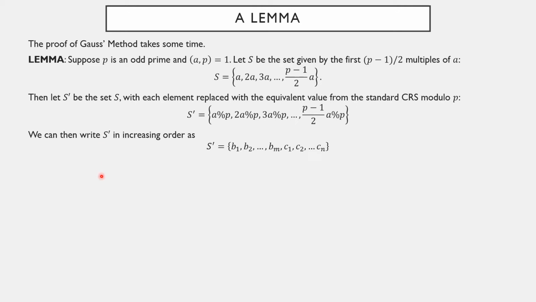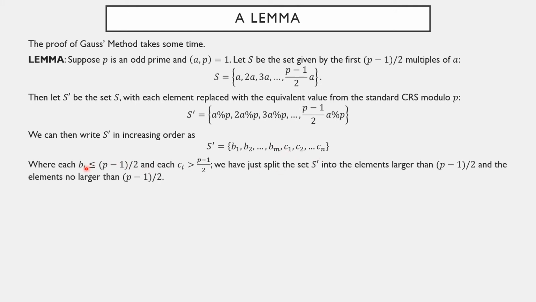Now these have to be written in increasing order. So the smallest thing in the whole list is b1. b2 is bigger, b3 is bigger, up to bm. c1 is bigger than bm, and then I keep getting bigger. So what's the cutoff to split where I call them b versus where I call them c? The b's are exactly the remainders less than or equal to (p minus 1)/2. The c's are exactly the remainders bigger than (p minus 1)/2. So of all of the possible remainders, I essentially split it into the small remainders and the big remainders.